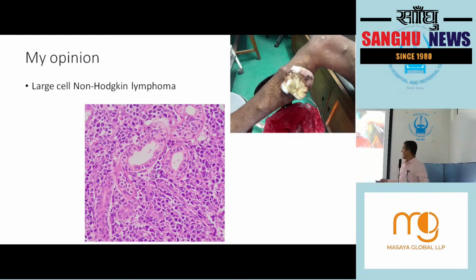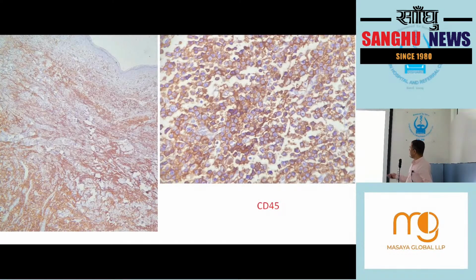And again, I have to do IHC. CD45 is beautifully positive in nearly 100% of cells. This indicates that this is a lymphoma.